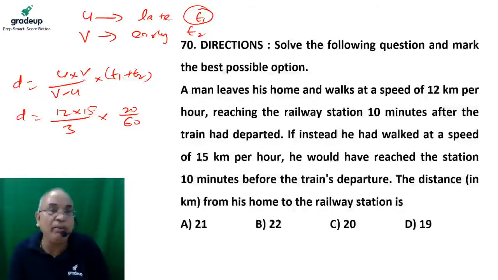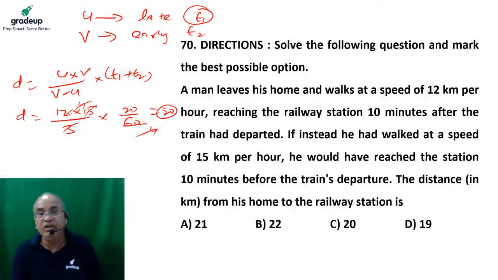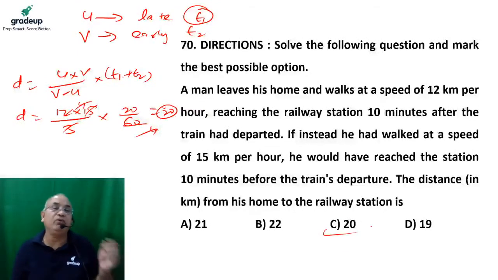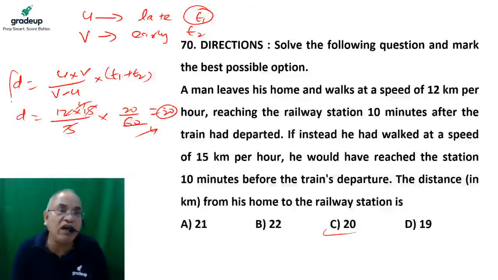It is nothing but how much? 15 into 20 upon 60. It is nothing but 3 into 20 upon 12 into 4... 3 into 12, 4. So you can strike out 4 by this. So 20 would be the answer. So you can do this question with the help of the formula. So please note down this.